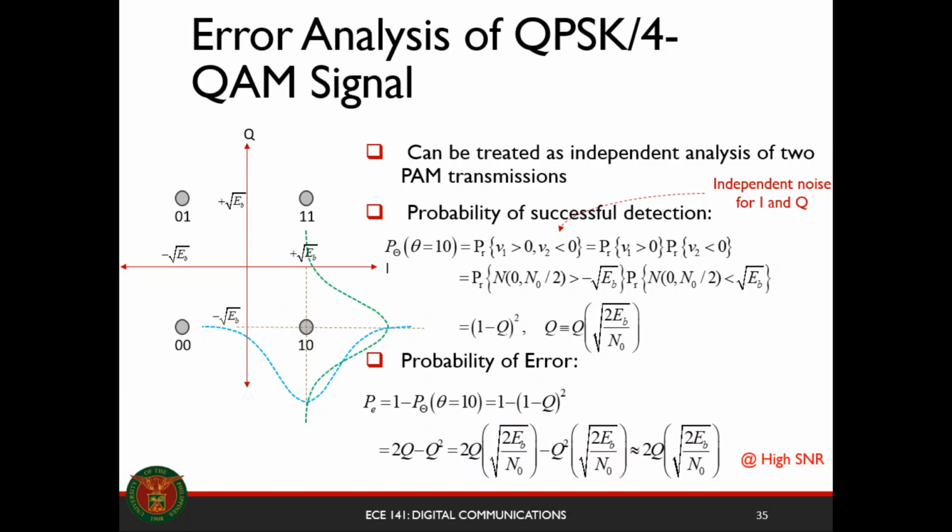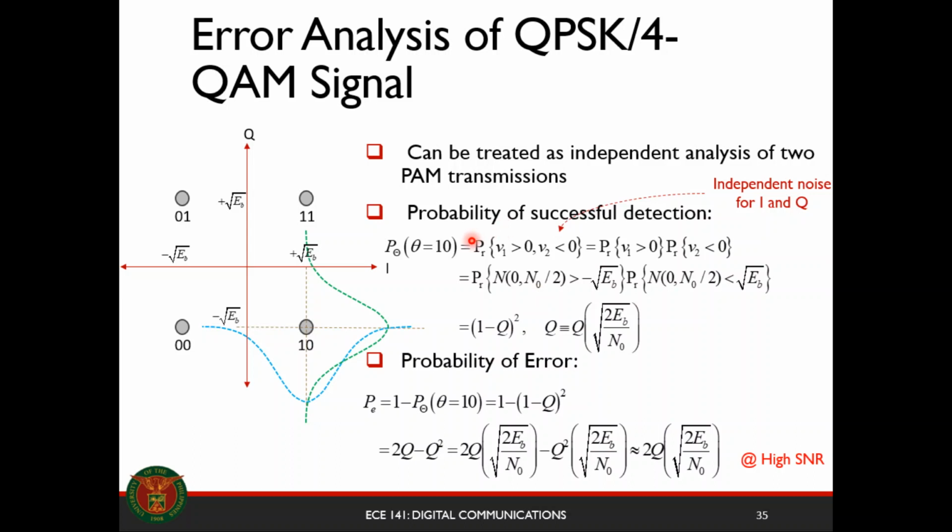Right? It corresponds to decoding this as this if you cross over this axis right here. Same is true if you try to cross over this axis right here. And since the noise is independent, the noise in this axis, the Q axis, is independent of the noise from the I axis, right? Because they're independent, identically distributed Gaussian noise.